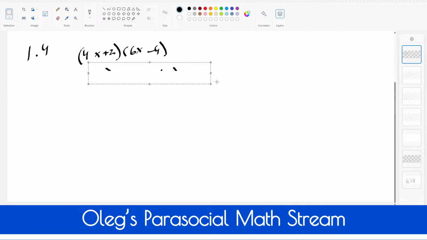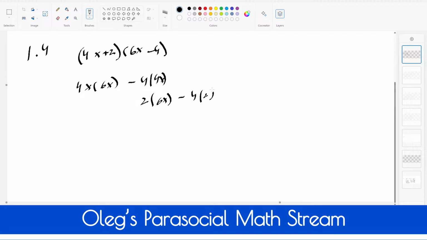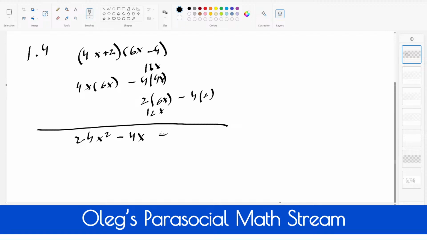I'm just going to multiply it out then. So we're going to have 4x times 6x minus 4 times 4x, and then we're going to have 2 times 6x, and then we're going to say minus 4 times 2. So that's going to be 24x squared. And this is going to be 16x, and this is going to be 12x, and we're going to subtract the minus 4x minus 8.